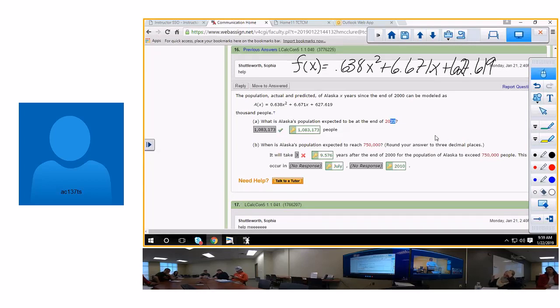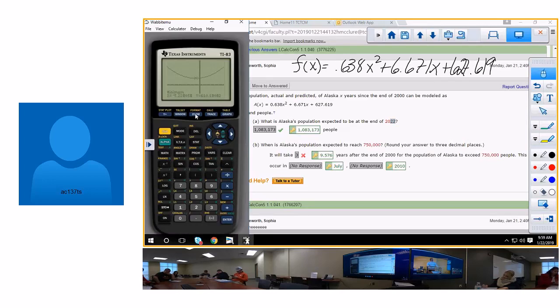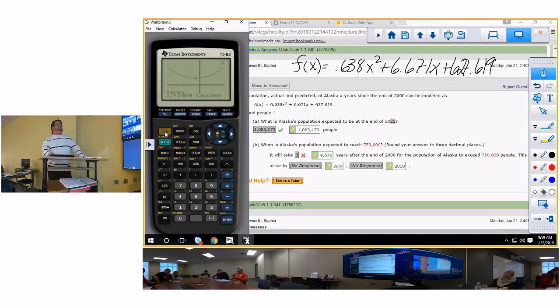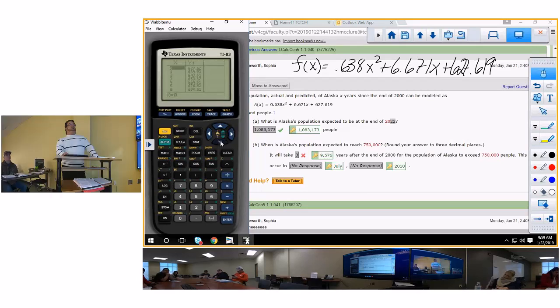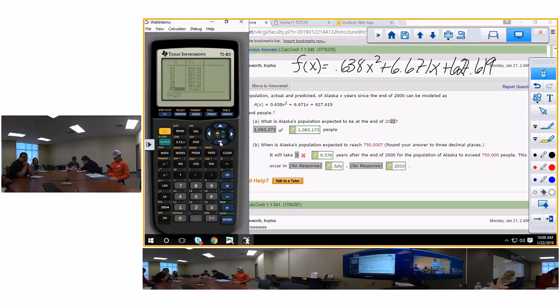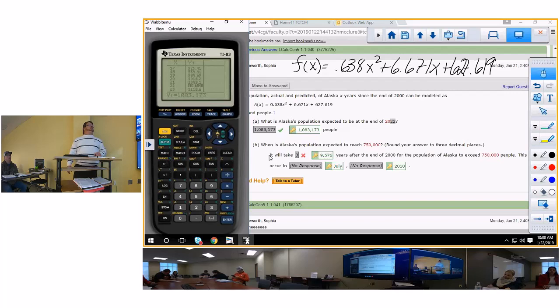22. Now you can do this two ways. One is you can plug and chug. The other is go to the handy dandy calculator and go to second table and find 22. There you go. 22 comes out to be 1083.2. It is right there, 1083.2.